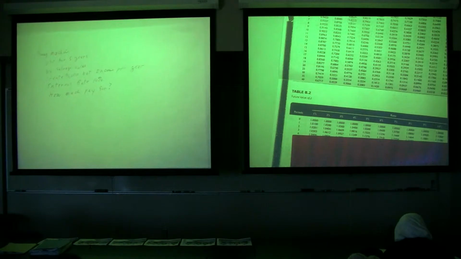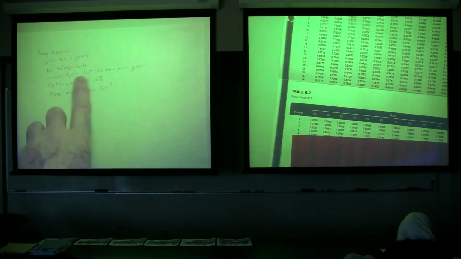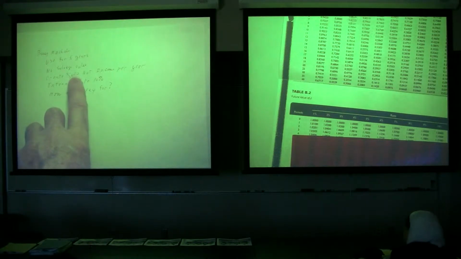Okay, so let's take a look at this. Is this going to be a single sum or an annuity? It'll be an annuity, right? Because you buy the machine and it will increase your net income $5,000 per year for every year. So that's an annuity, right? Are you looking for the present value or the future value? The present value. What's the present value of all this future annuity?